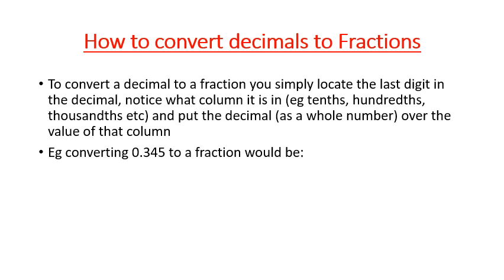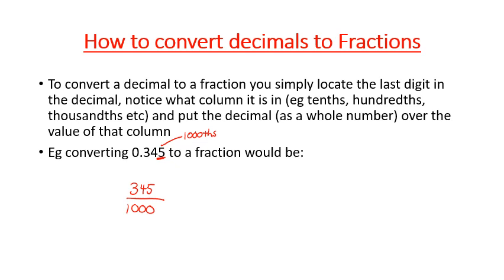As an example, if we're looking at converting 0.345 into a fraction, our last digit is the 5. This actually happens to be in our thousandths column. So we would write our decimal as a whole number. So we've got 3, 4, 5 all over our 1,000.